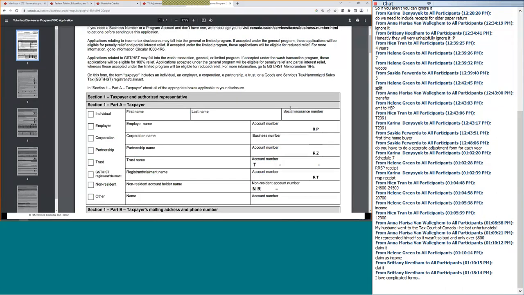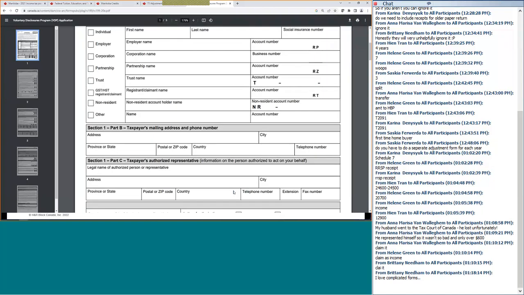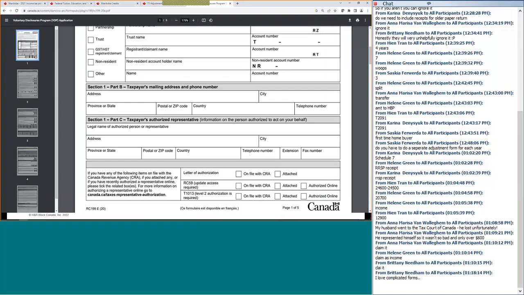But if I was doing this, I might have a client who needs to file GST returns and they haven't, so they're going to be a GST registrant. I might have a corporation. I might have a client who's an employer and needs to do payroll. They need to catch up their payroll forms. This is used for everything. Okay? You put the taxpayer's mailing address and the representative or authorized person.